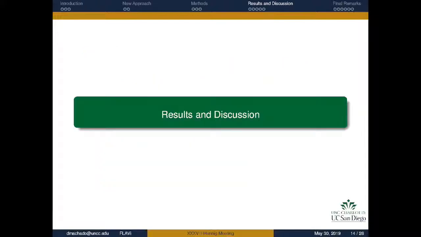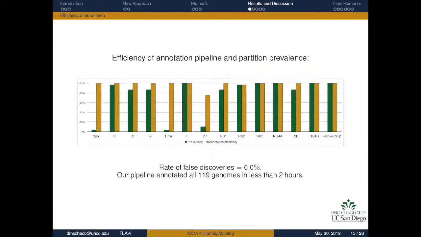Results and discussion. First, the annotation pipeline worked with maximum efficiency for most genes, especially those that are prevalent among the different genera. We observed no false positives, and we annotated all 119 genomes in less than 2 hours.